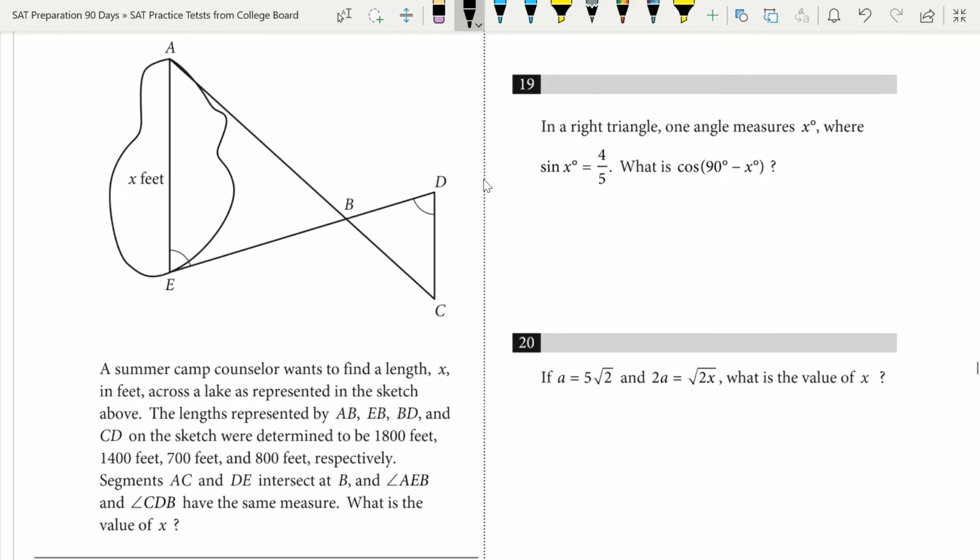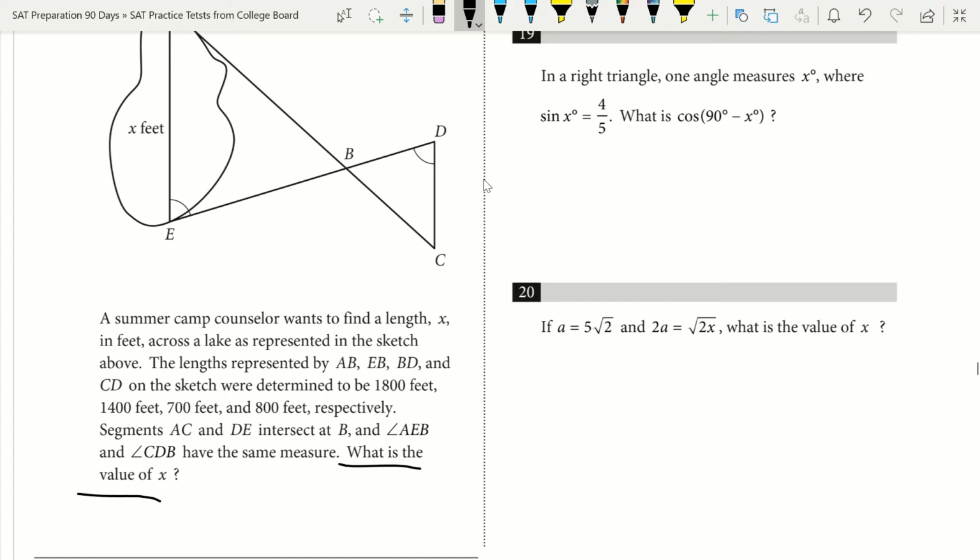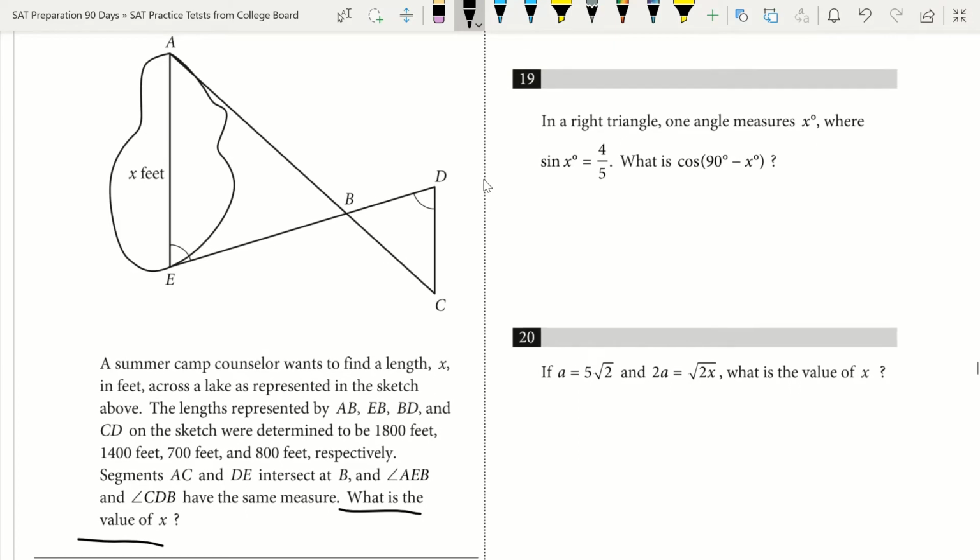All right, 17. I'm guessing I have to solve for x. I just look down here, I see what is the value of x. In order to do that, I'm going to need to understand what the lengths are. So I have a summer camp counselor who wants to find length x in feet across a lake as represented by the sketch above. The lengths AB, EB, BD, and CD on the sketch were determined to be: AB is going to be 1800, EB is going to be 1400, 700 is going to be BD, and that's actually all I'm going to need. Then DC is going to be 800.